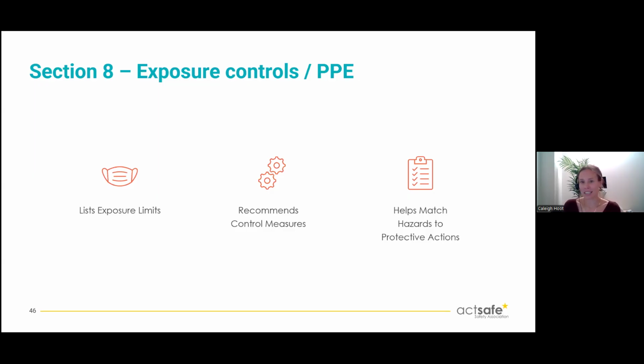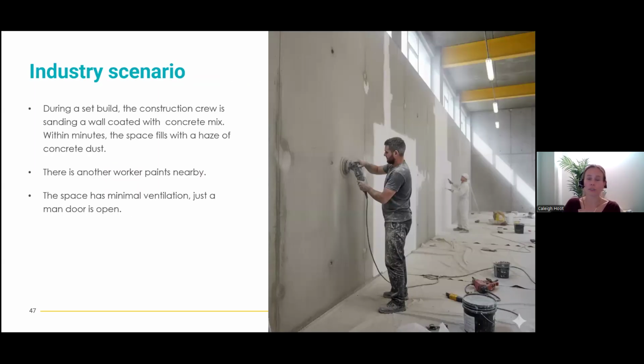And so why do we like Section 8 so much? It's going to help determine whether your workplace is safe and what protective measures are going to be necessary while using that product. It's going to ensure your exposure limits stay below harmful levels, and then you can use control strategies that are chosen within your SDS to effectively mitigate any hazards that you have. So let's take a look at the SDS. Oh, sorry. First, we're going to do our industry scenario.